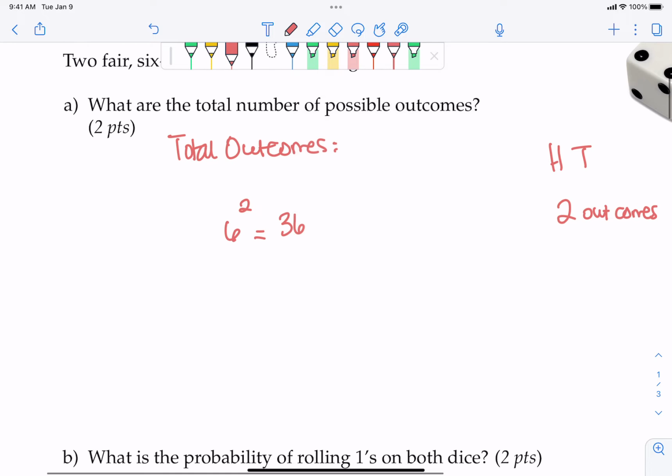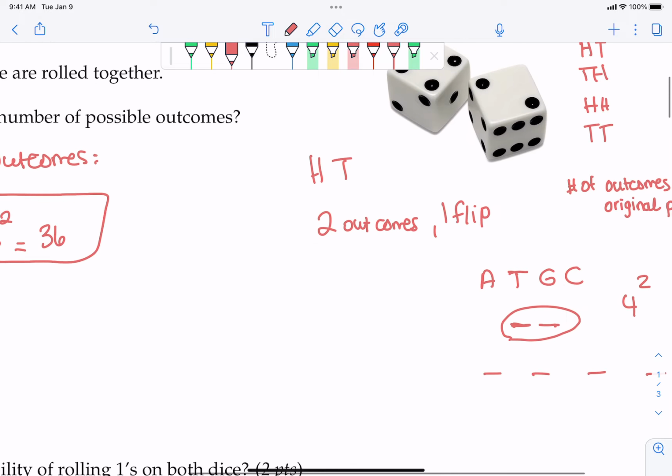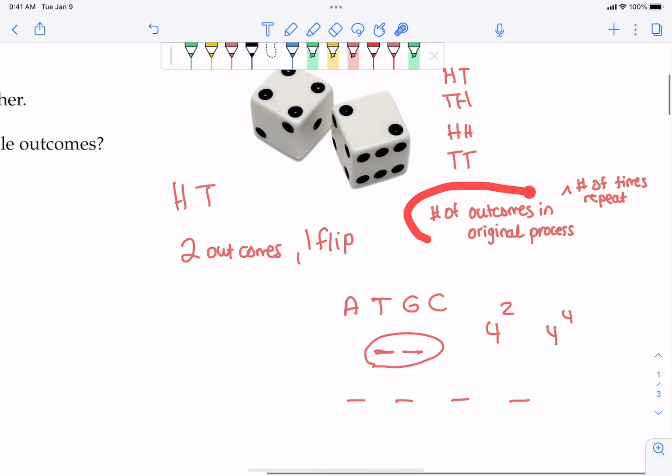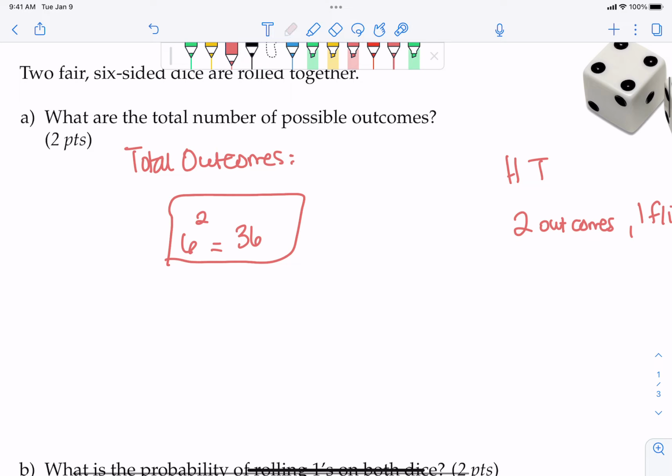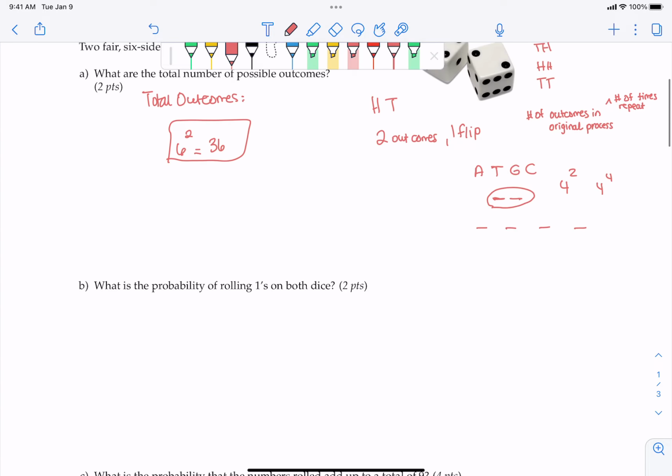Now, that's pretty much part A, right? I'm looking for the total number of possible outcomes. I have 6 outcomes when I roll the dice once, right? 1, 2, 3, 4, 5, 6. If I roll it twice, I take the number of outcomes in the original process, which is 6, raise it to the number of times I repeat the process, right? So 6 to the second goes to 36. Make sense?